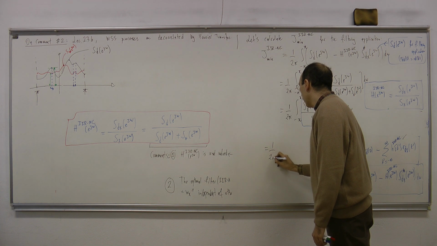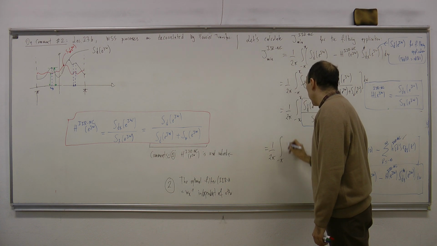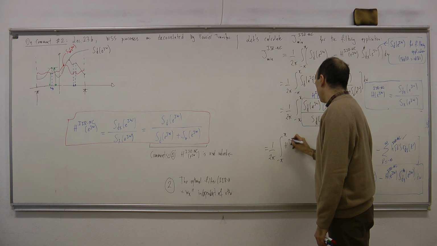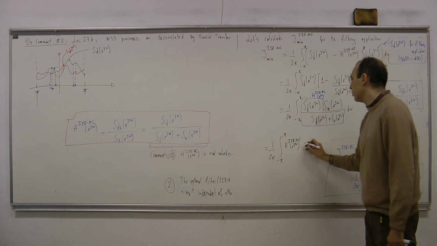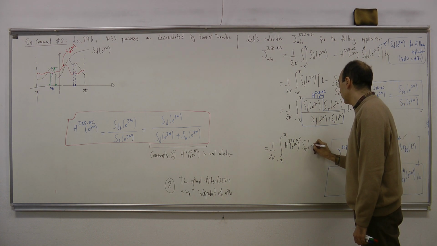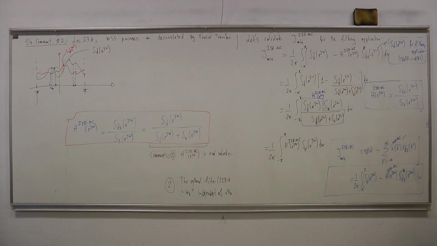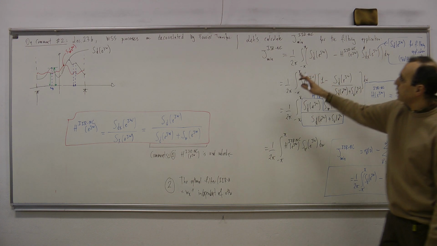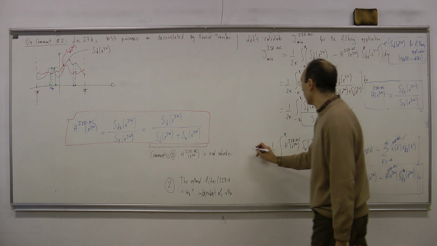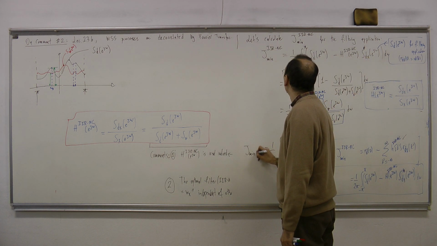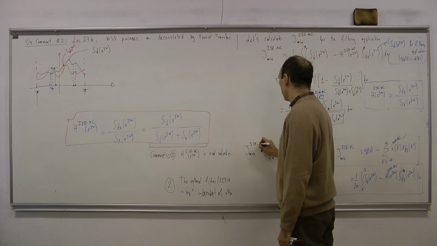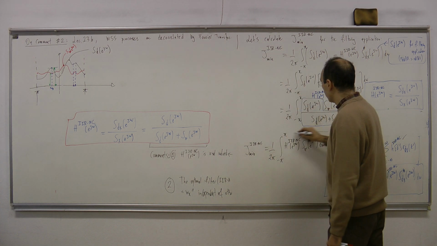One over 2 pi, integral from minus pi to pi, H IIR non-causal optimal filter frequency response times the power spectral density of the noise, d omega. Okay. That is it. So this is the end of this discussion. So this is J-min IIR non-causal.